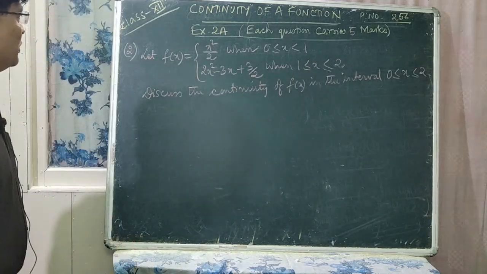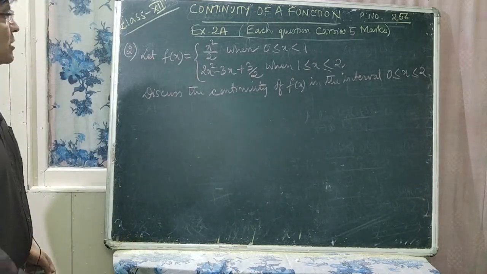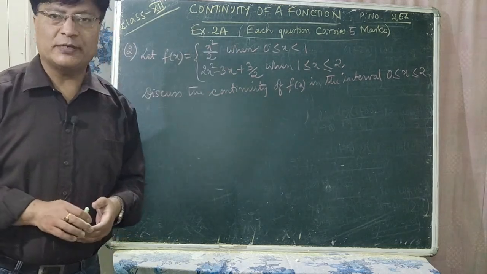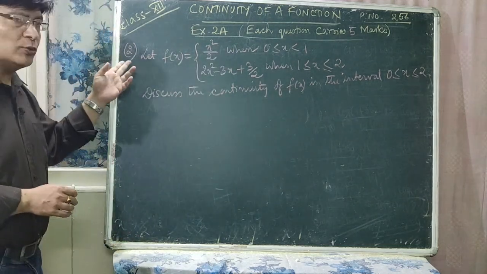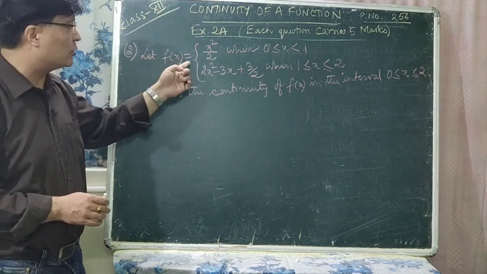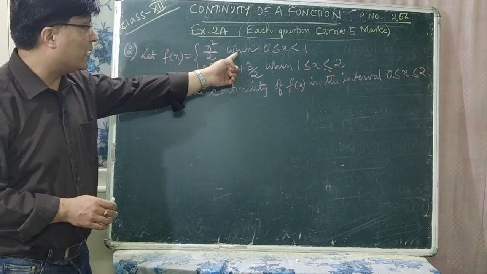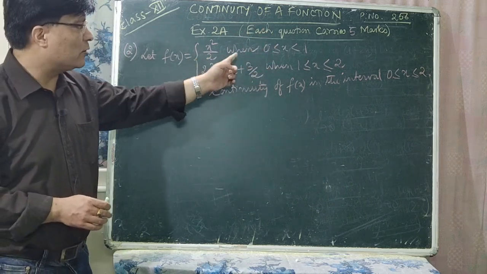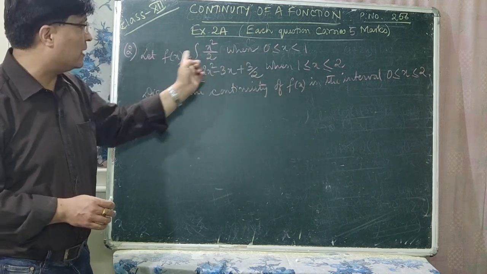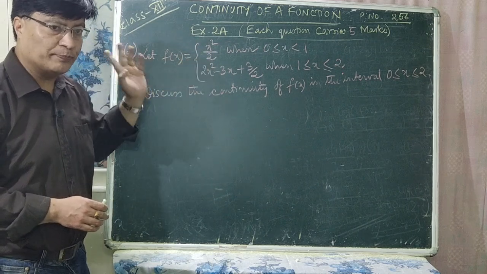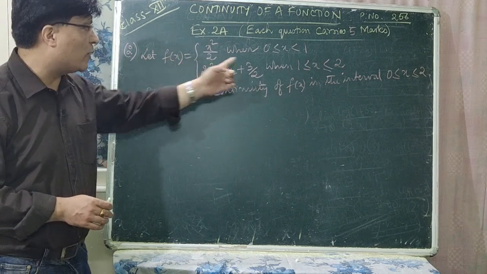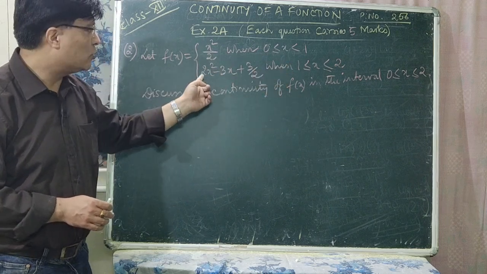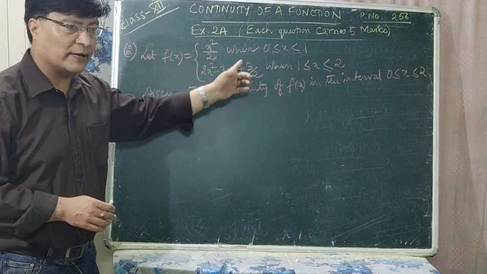So now we'll do the next question, that is exercise 2a. Each question carries 5 marks. Page number is 256. Now question number 2 is, let f of x is equal to x square by 2 when 0 less than or equal to x less than 1. So when 0 less than or equal to x less than 1, then f of x is equal to x square by 2. And what is the value for f of x when 1 less than or equal to x less than or equal to 2? It is 2x square minus 3x plus 3 by 2.